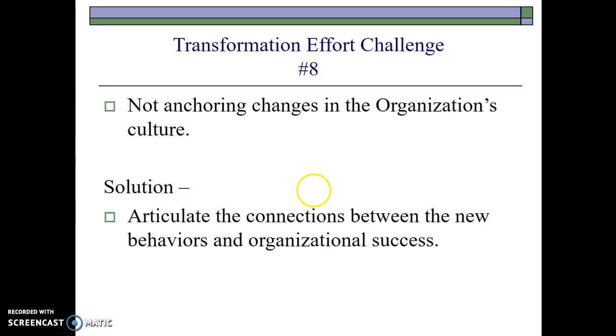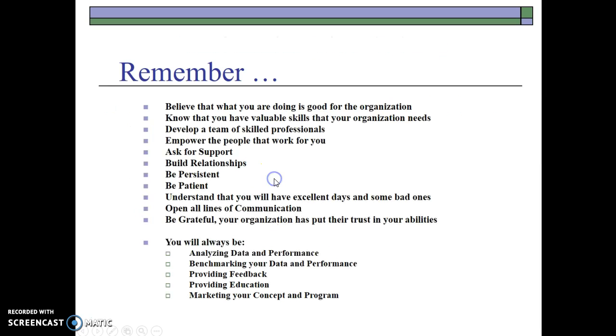Articulate those connections, how your organization is successful with your program, and show how the organization is better as a result of it. And remember that you're always going to be analyzing your performance. You've got to have a lot of patience and persistence and a lot of communication to sell whatever it is that you're trying to sell.